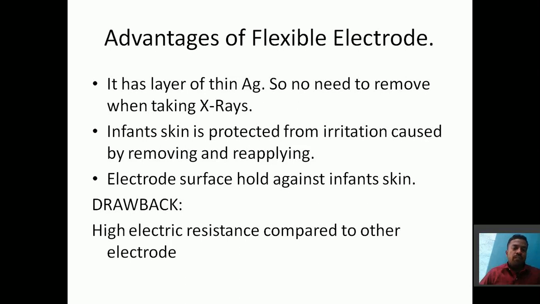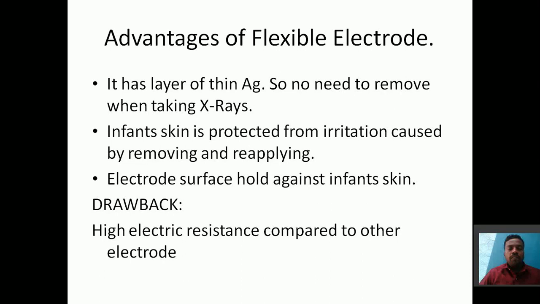But this electrode does not affect X-ray. That's an important advantage. It has a layer of thin silver, so there is no need to remove it when taking an X-ray. Infant skin is protected from irritation caused by removing and replacing.